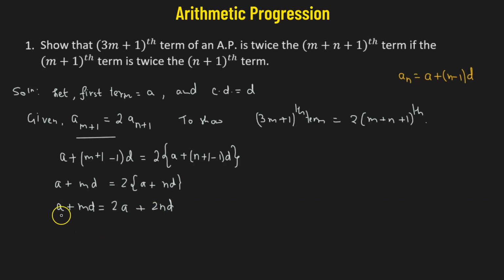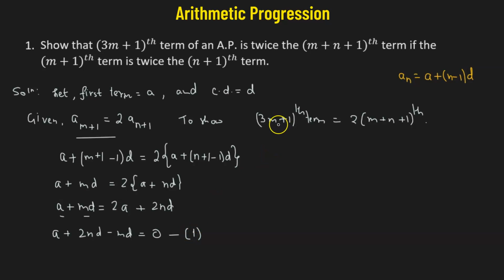We can transpose all the terms from the left hand side to the right hand side and rewrite the equation as a plus 2nd minus md equals 0. We'll set it aside for the time being and come back to it in a moment. We'll label this as equation number 1.